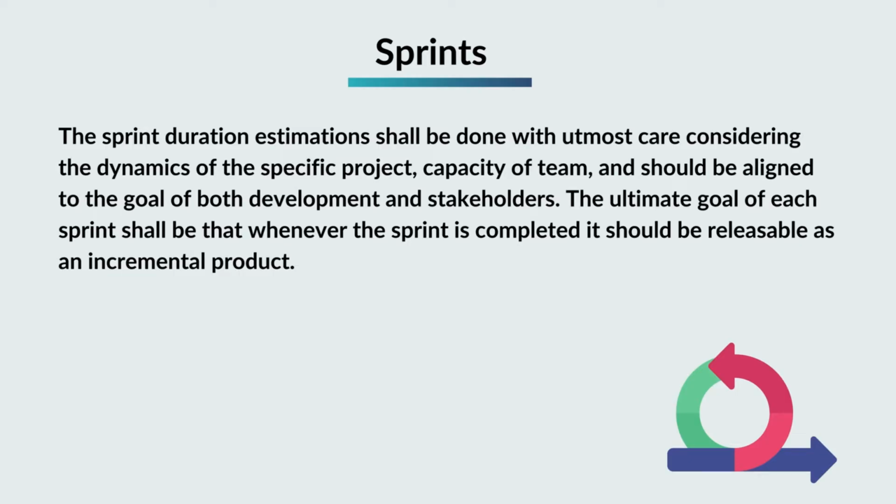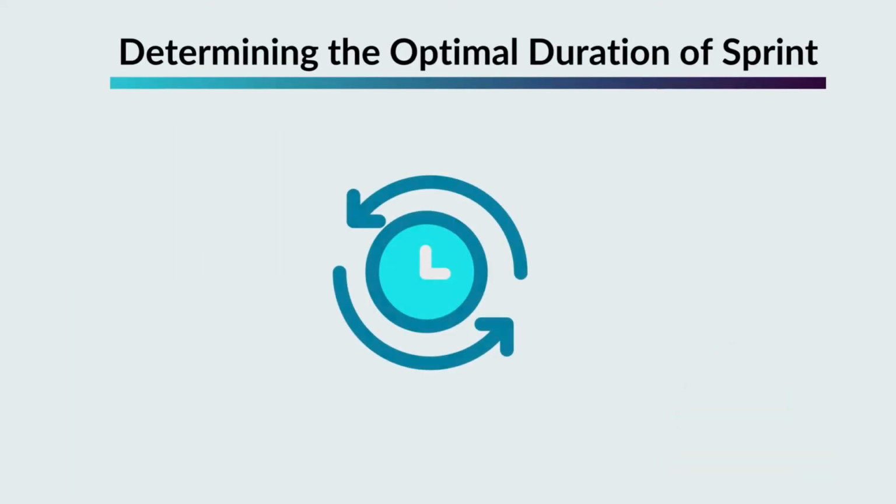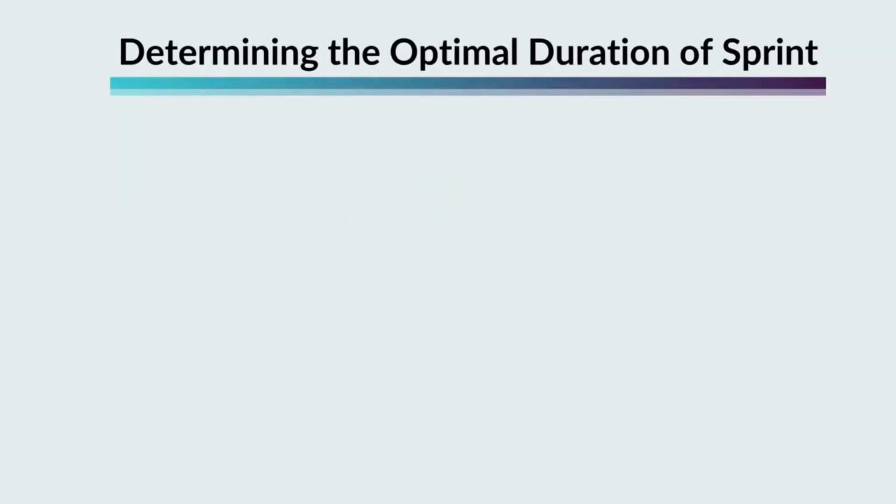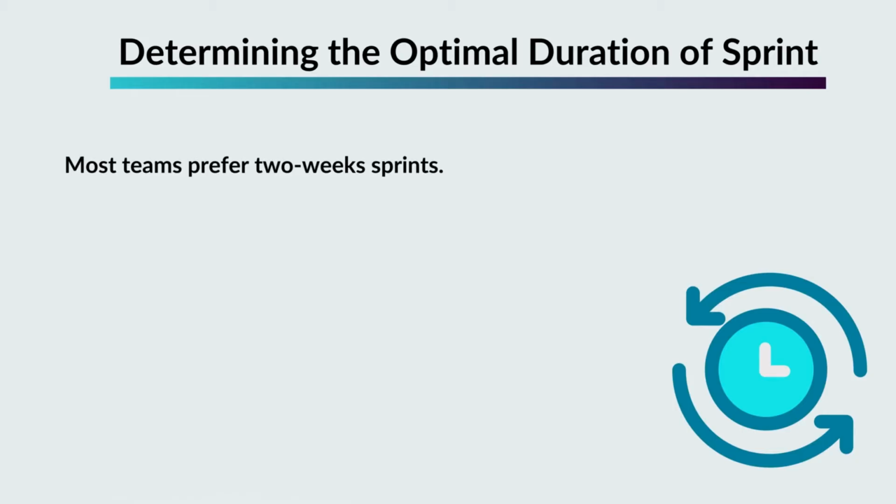The ultimate goal of each sprint shall be that whenever the sprint is completed, it should be releasable as an incremental product. In Agile project management, deciding on the duration of the sprint is a crucial aspect. There is no one-fit-for-all mechanism or a right or wrong way to decide on the duration of the sprint. This should be discussed with the Scrum team, and based on the amount of time required, the sprint duration shall be fixed. According to the State of Agile survey, most teams prefer 2-week sprints.